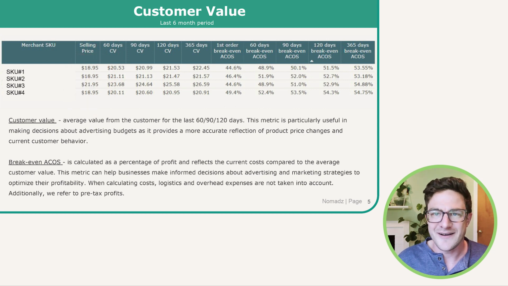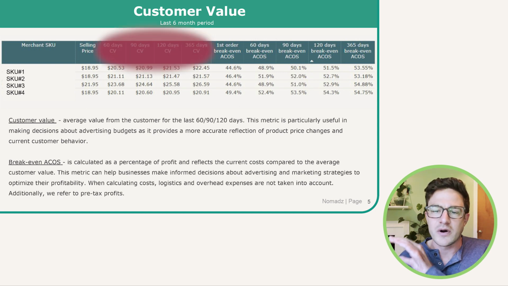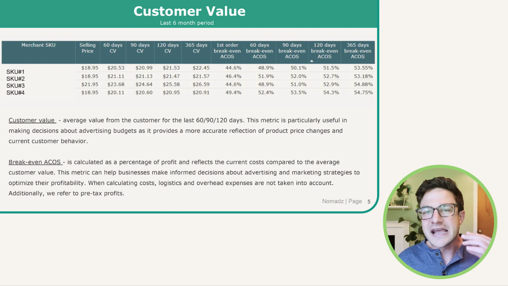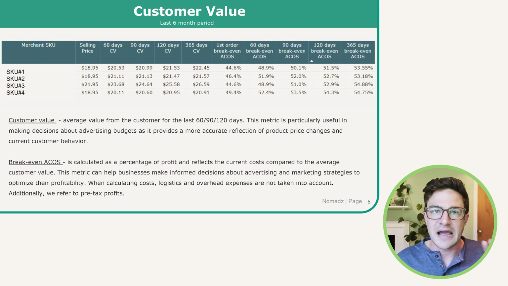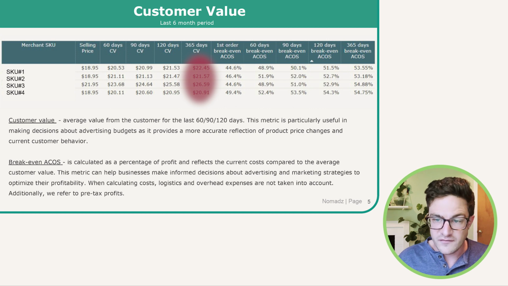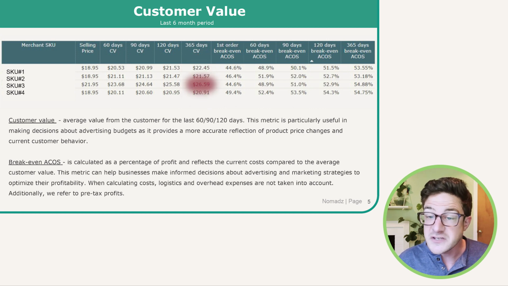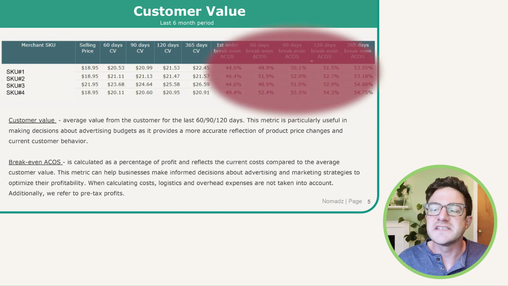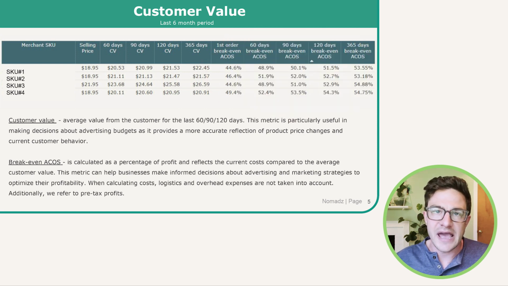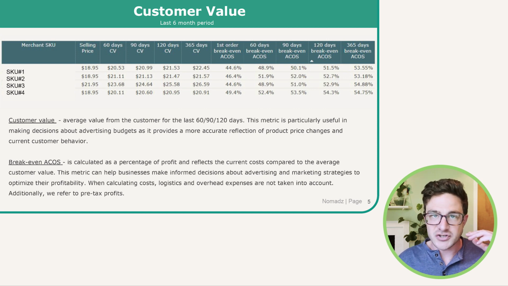This is the info people need. 60, 90, 120, 365. We take into average how many times these people are buying these SKUs, right? For 60 days, on average, they buy like 1.2, so it's $20, but after a year, their average order value is $22 for this one. And for this one, it's $26, because that's how many times they kind of rebuy it. This is what we need to look at here. As you get a higher customer value, your break-even ACOS actually increases.